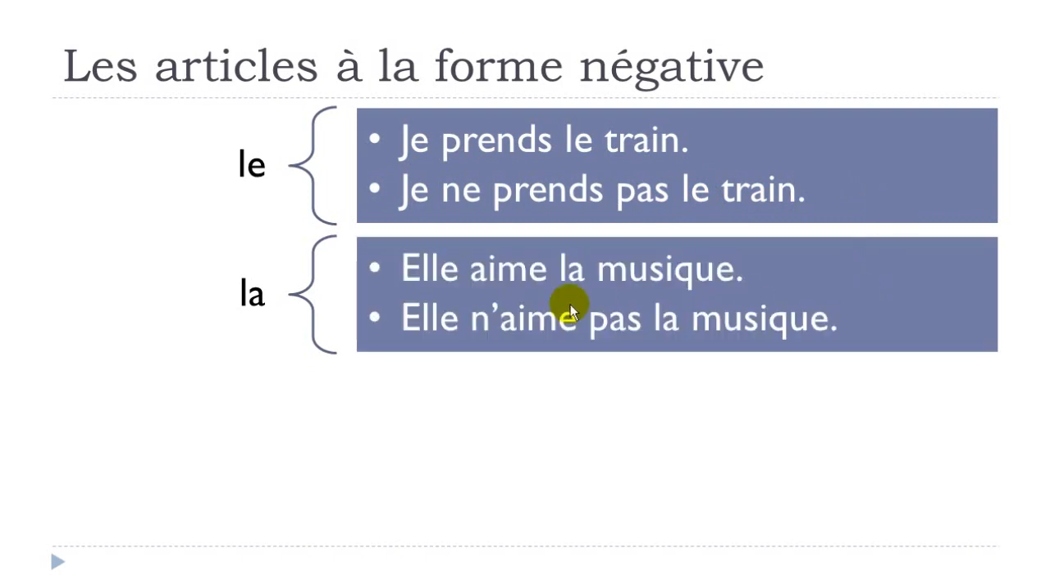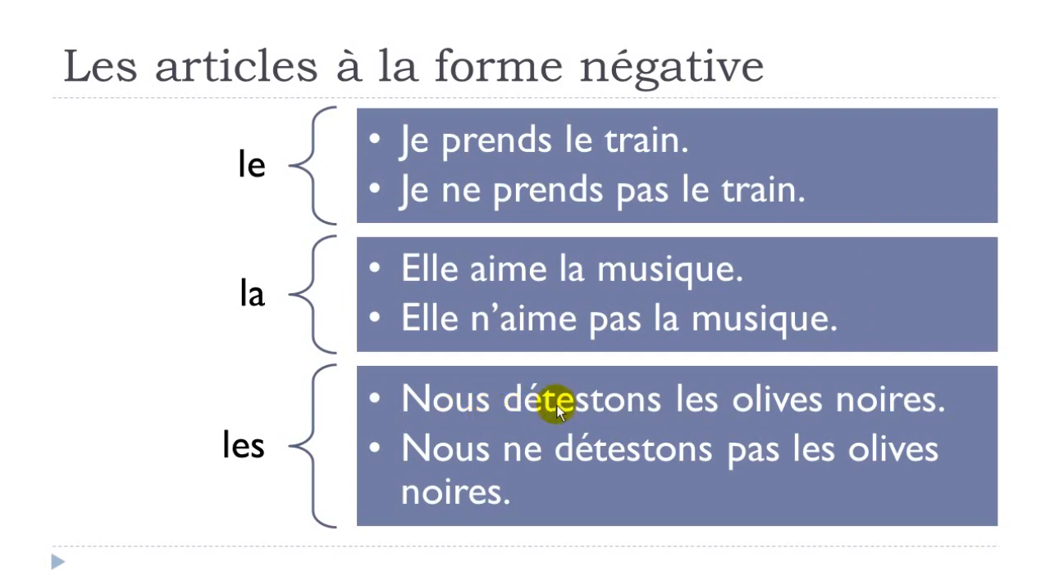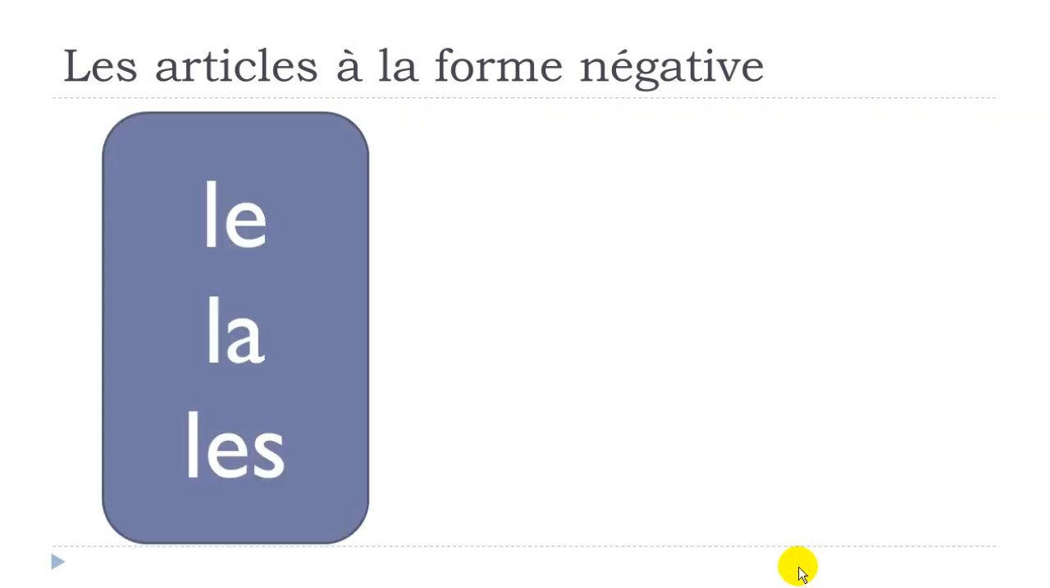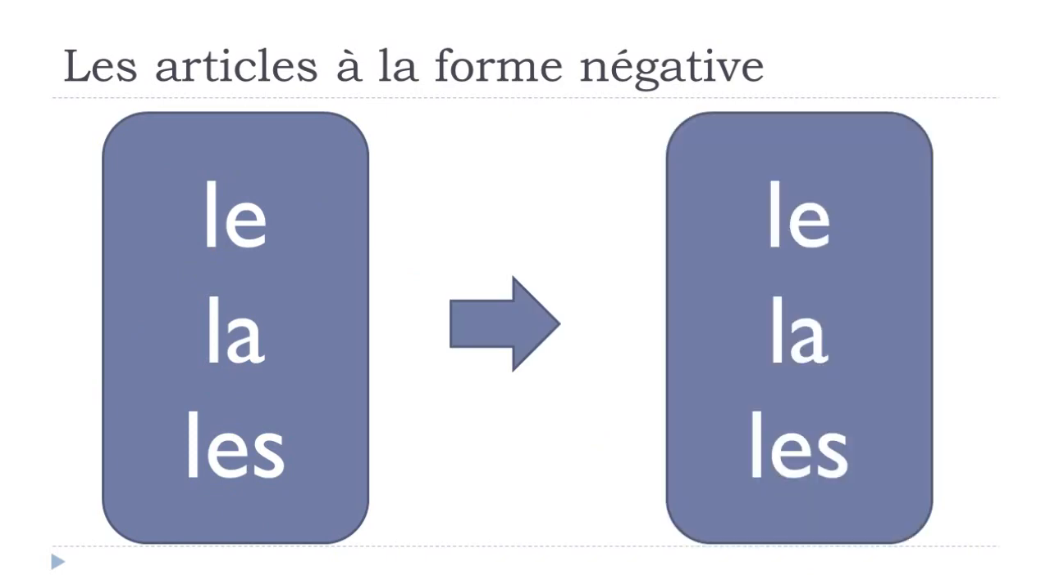Okay, so feminine. Elle aime la musique. Aimer is to like or to love. Okay, elle aime la musique, the music. Elle n'aime pas la musique. It doesn't change at all. Les, plural form. Nous détestons les olives noires. Okay, détester, to hate. Okay, olives and then noir, black. Nous détestons les olives noires. Negative form. Nous ne détestons pas les olives noires. Okay, in that case, it doesn't change. So you can see le doesn't change, la doesn't change, and les doesn't change either. All right, so the rule is quite simple. If you've got in your structures le, la, or les, and you want to have this structure in the negative form, then they will stay exactly the same.